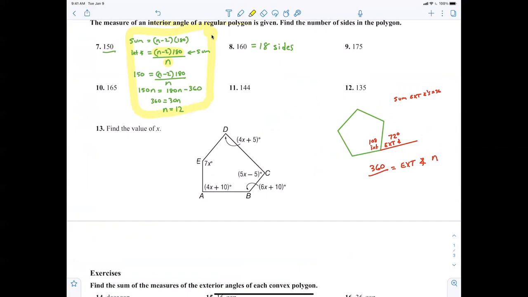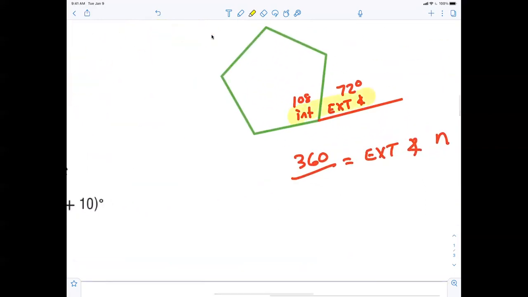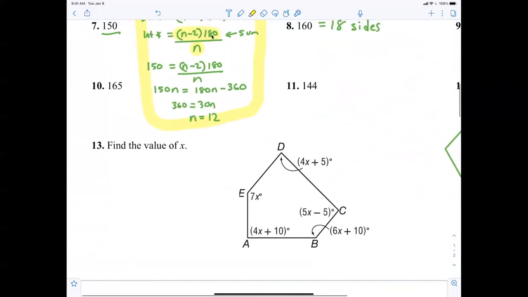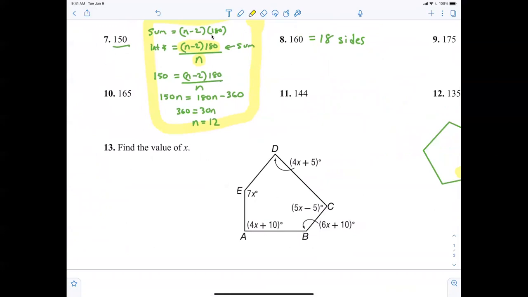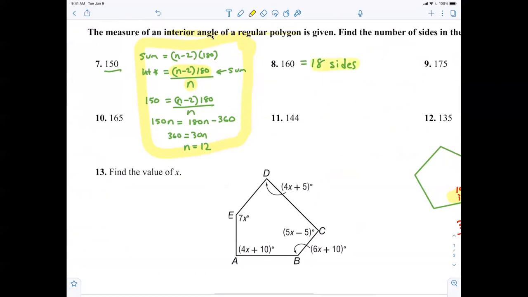If you understand the relationship between the interior and the exterior, the problem is going to be simple. That's how I knew whoever said 12 was correct. Just like over here, 160, I know the answer is 18. How do I know the answer is 18? Because in my head, I just did 360 divided by 20. And that's 18.